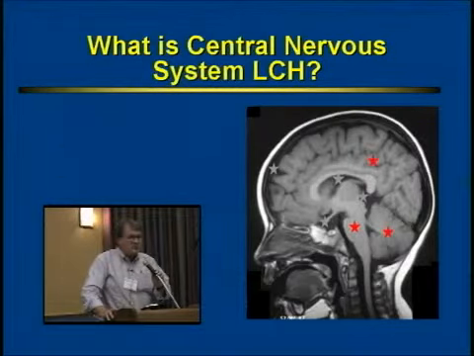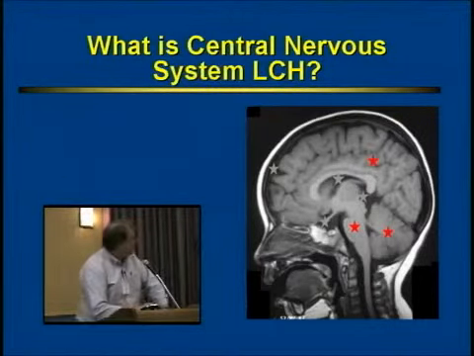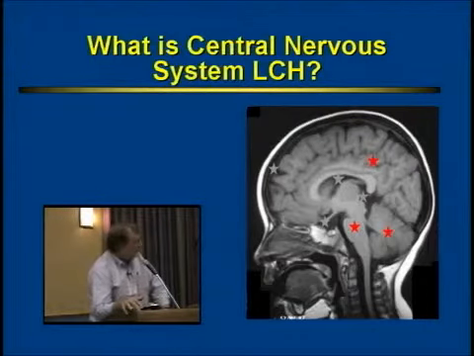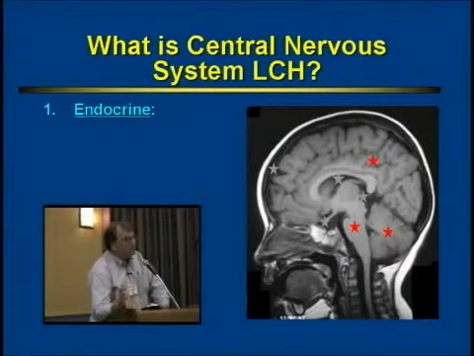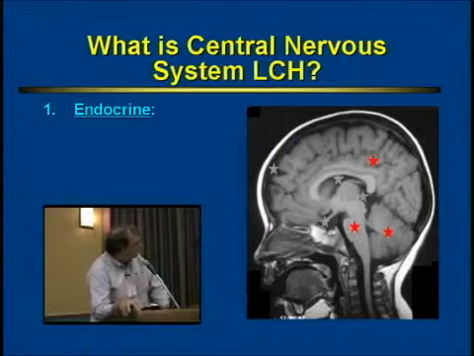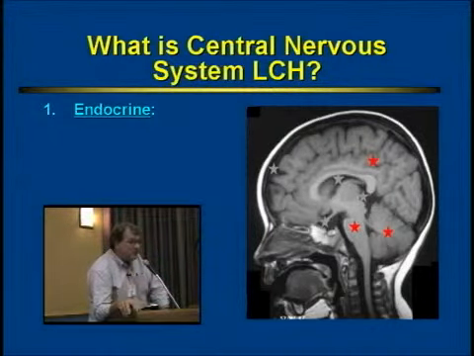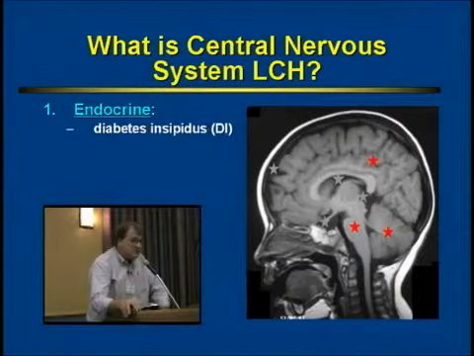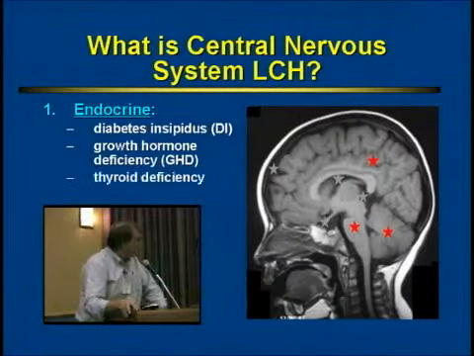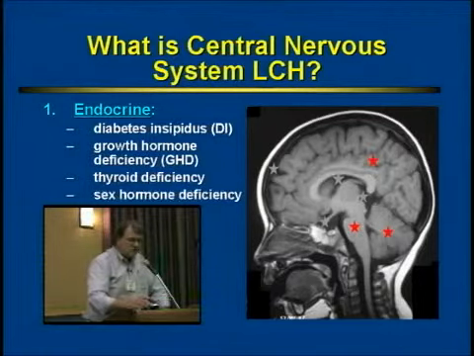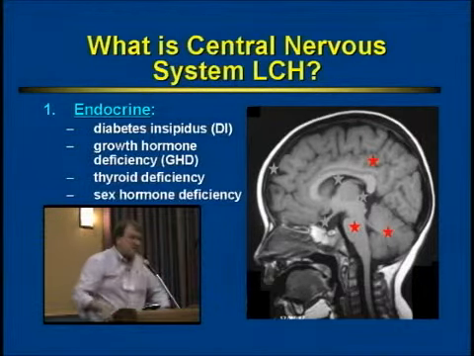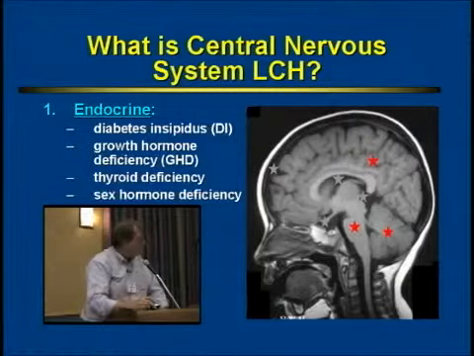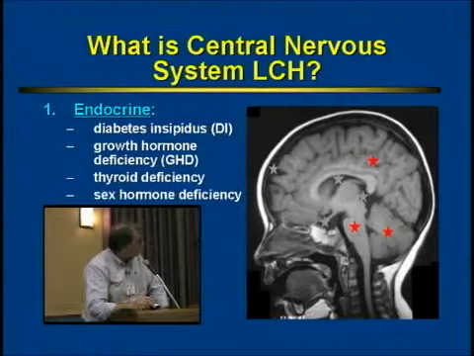So what is central nervous system LCH? Well, there are really three different types. The first is the endocrine complications of LCH that involve the central nervous system. And they include the list of disorders that you see here that are endocrinologic in nature: diabetes insipidus, growth hormone deficiency, thyroid deficiency, and then various sex hormone deficiencies. And I'm sure that Vasant is going to talk more about this next in terms of the long-term follow-up of patients as well.